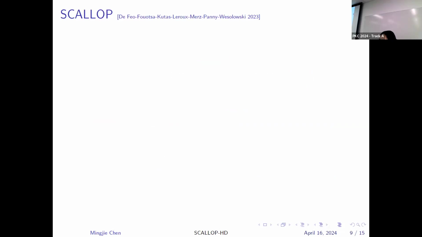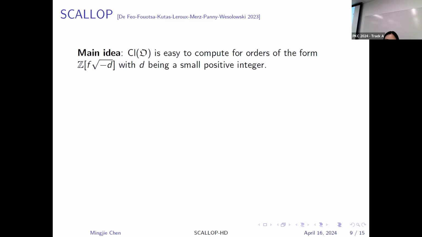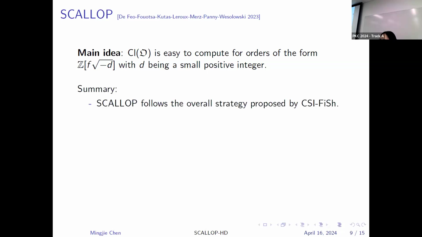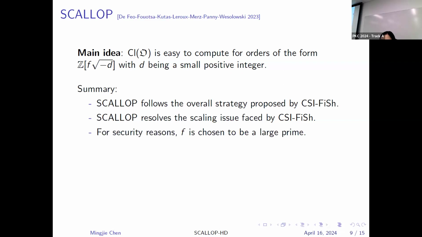That's exactly the motivation of SCALLOP, which was a PKC paper last year. The main idea is that the ideal class group is actually easy to compute for orders of the form Z adjoining f times the square root of negative d, with d being a small positive integer. Here's a quick summary of SCALLOP. It follows the overall strategy proposed by CFish, as we saw earlier, and it resolves the scaling issue faced by CFish because it uses a different imaginary quadratic order. For security reasons, f is chosen to be a large prime.